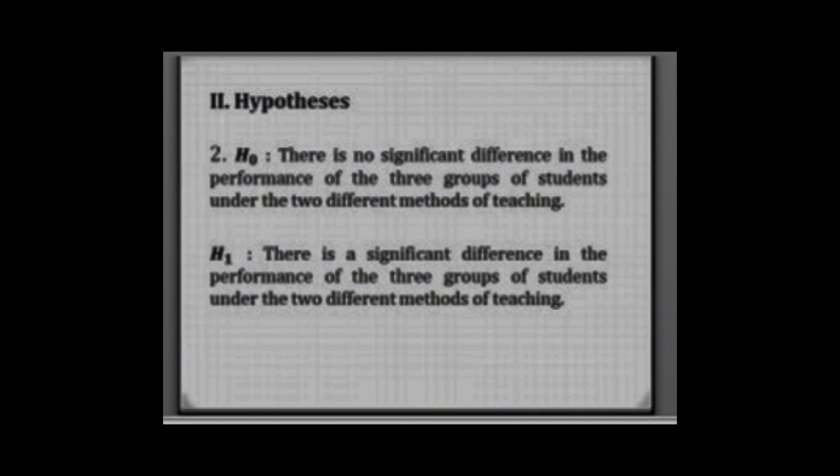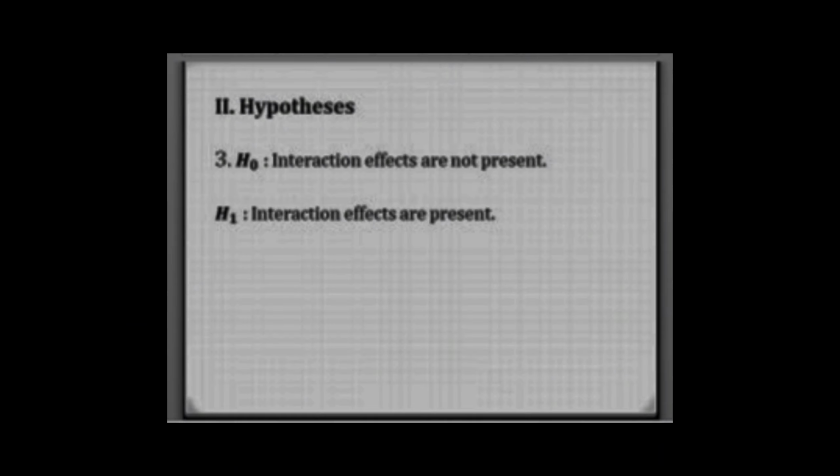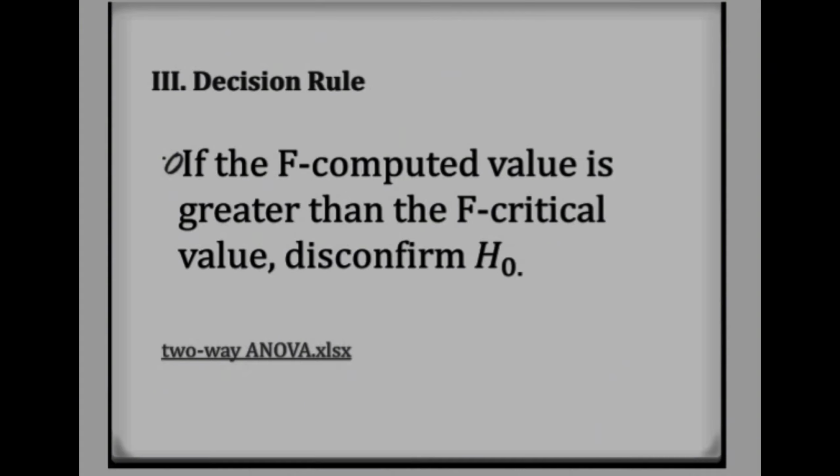The next null hypothesis would be there is no significant difference in the performance of the students under the two different methods of teaching. And its alternative would be there is a significant difference in the performance of the students under the two different methods of teaching. The last null hypothesis would be interaction effects are not present, and its alternative hypothesis would be interaction effects are present.